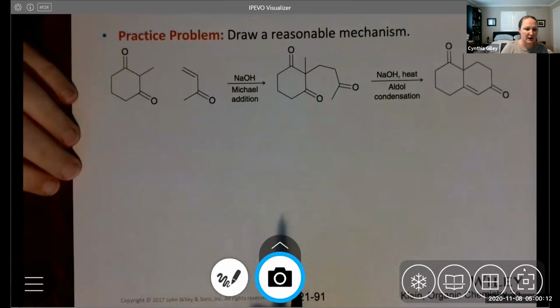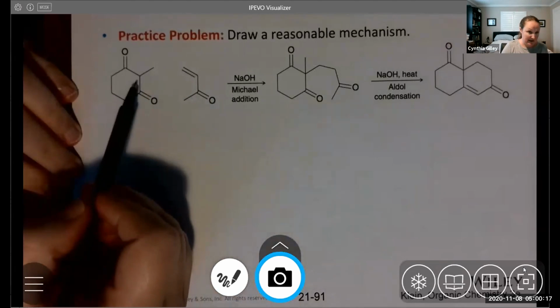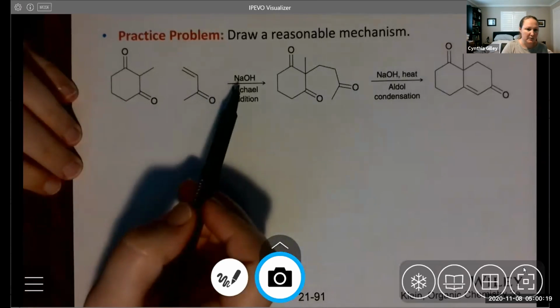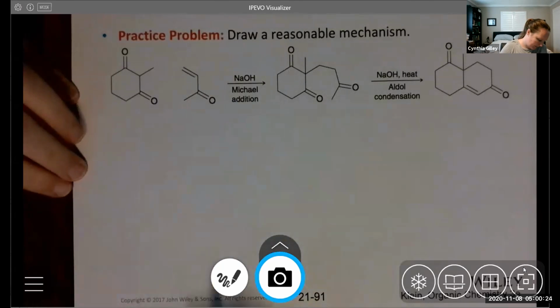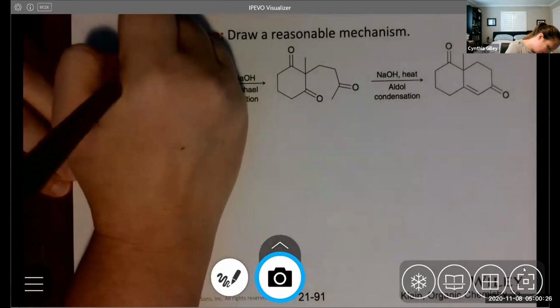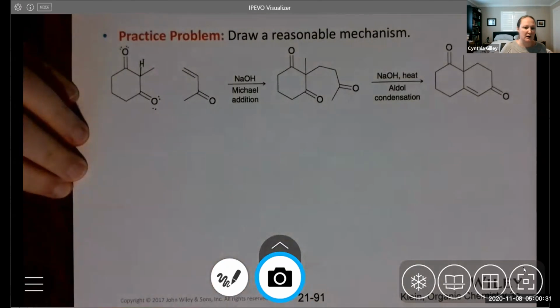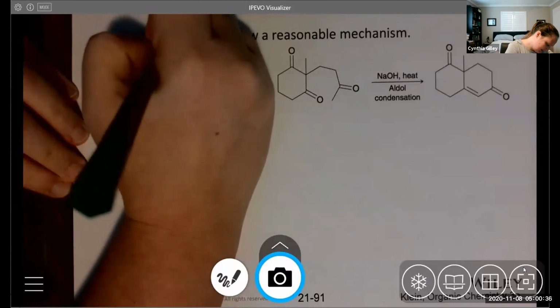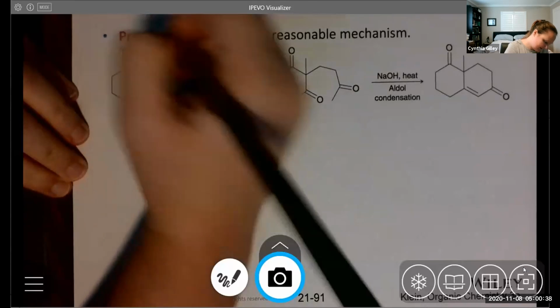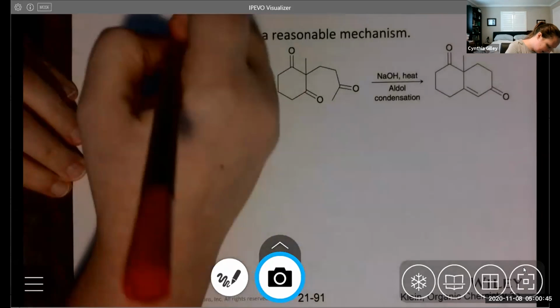We're going to first start out with our Michael addition. And again, that's going to involve forming an enolate first, the base that's used, followed by a conjugate or 1,4 addition. So I'm going to go ahead and draw in the hydrogen that's present on that alpha carbon between those 2 carbonyls, and then some hydroxide, which is added as the reagent. And we'll do a proton transfer to form our doubly stabilized enolate.